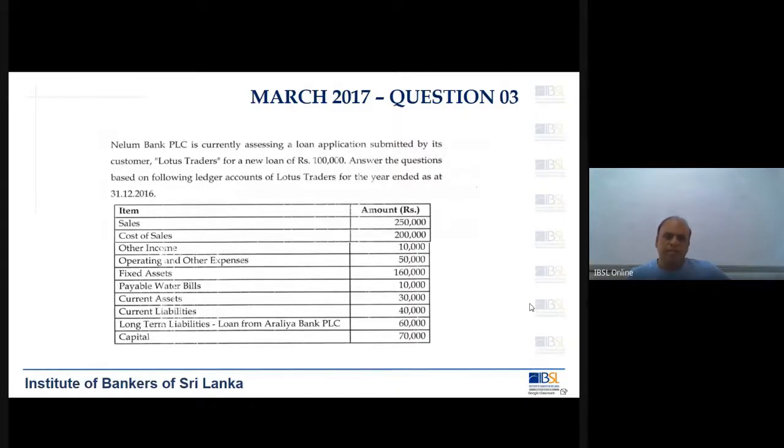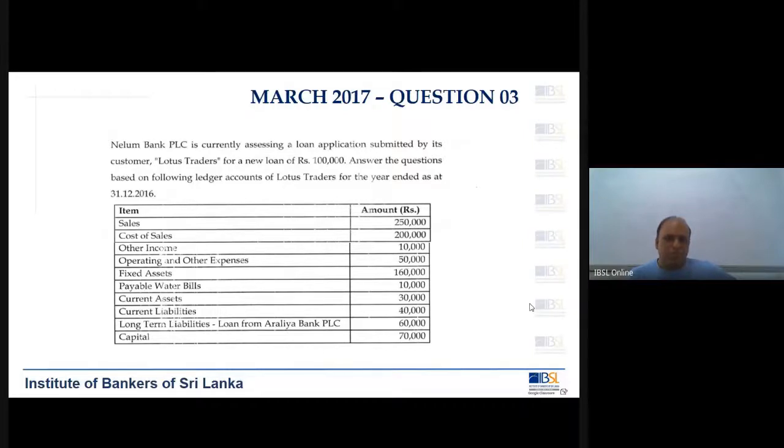Now, what do you understand by these ledger accounts? If you know that when we prepare the trial balance, we extract a list of balances of all your accounts. Which means in your ledger, if you have 1,000 accounts, those 1,000 accounts should appear in the list of accounts, put into debits and credits. And the debit total should agree with the credit total. But in this case, it is only an extract. They are not talking about the entire list of accounts of Lotus Traders. They are just giving you bits and pieces.